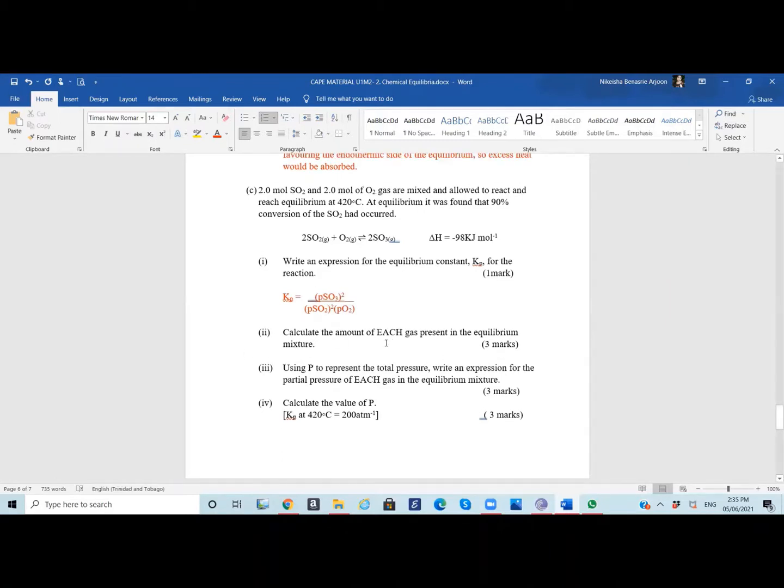Part 2, calculate the amount of each gas present in the equilibrium mixture. Now this is for 3 marks. Again, we have to calculate the amount of each gas present in the equilibrium mixture. At equilibrium, they just give us that only 90% of the 2 moles of SO2 were converted. So from that information, we can calculate the amounts of each of these gases at equilibrium.